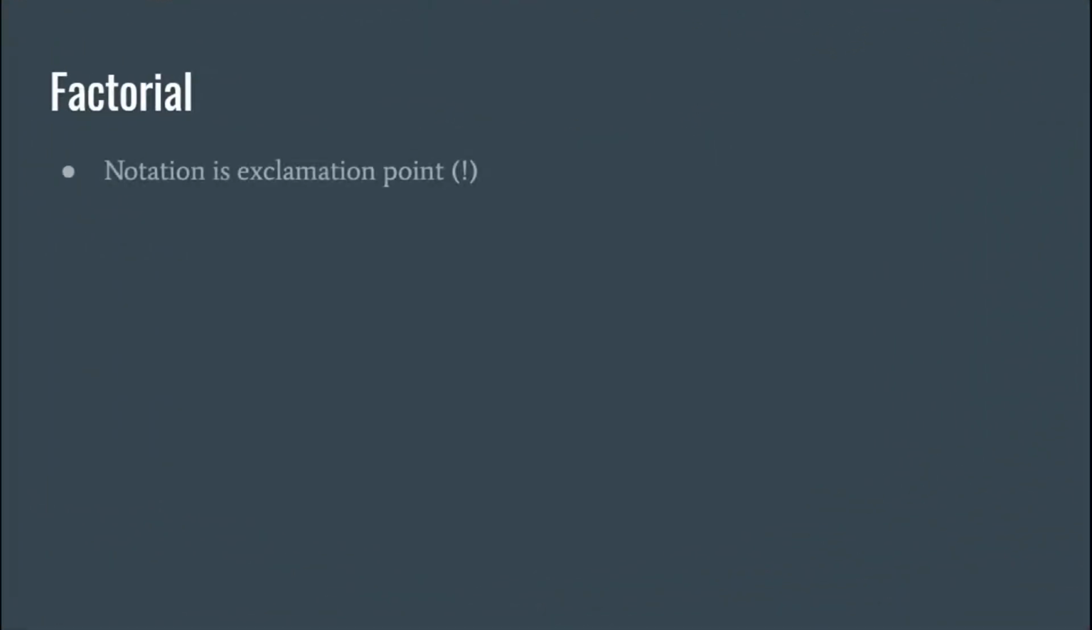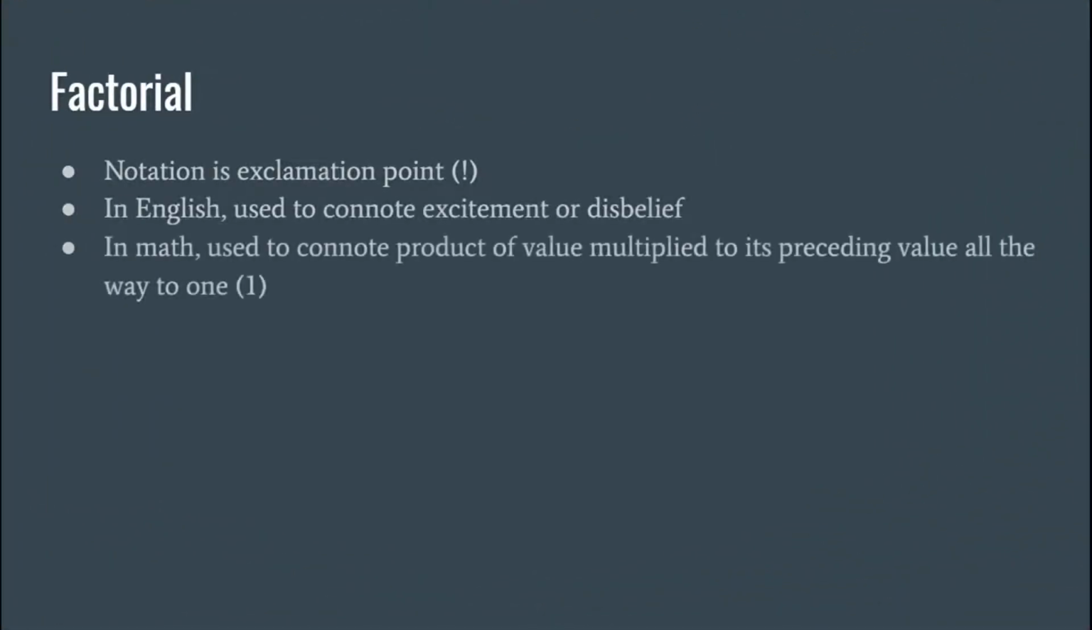Okay, so it's important to make the distinction between subjects here. In English, you've seen an exclamation point, and that's what we use as the notation for factorials. In English, you've seen exclamation points used to demonstrate feelings of excitement or disbelief.